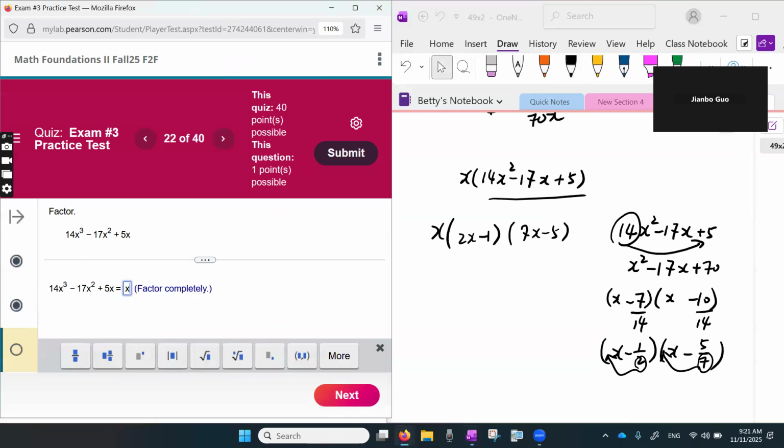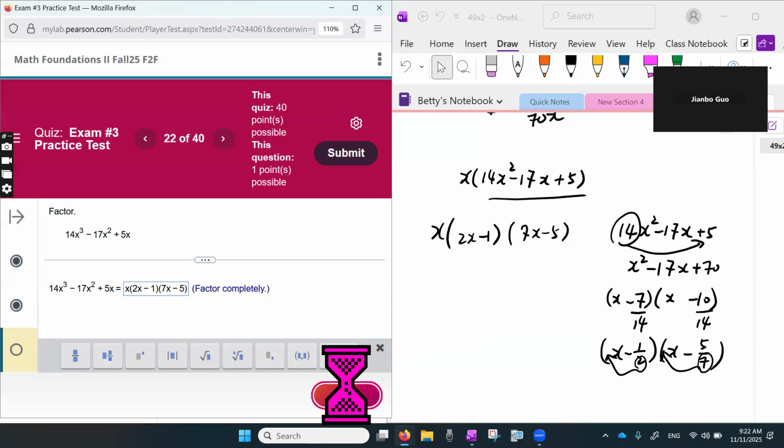Enter x, parentheses, parentheses. We have 2x minus 1. And here we have 7x minus 5. All right? Okay. Always double check your entry. If you have extra time, it's challenging because 40 questions in 80 minutes, on average you only have 2 minutes for each question. But if you have extra time, you should always double check, okay?